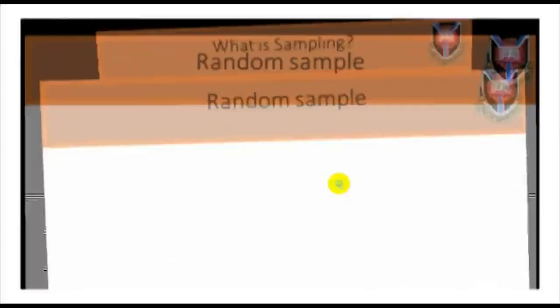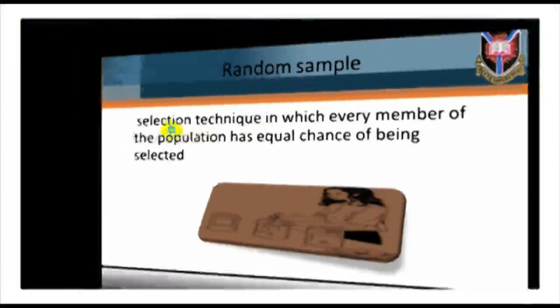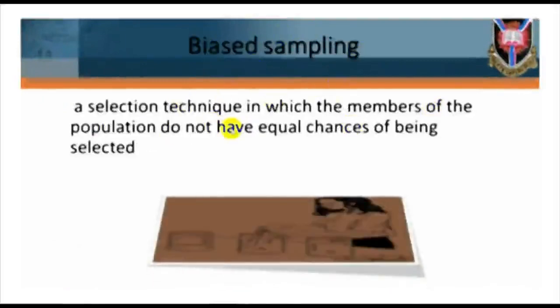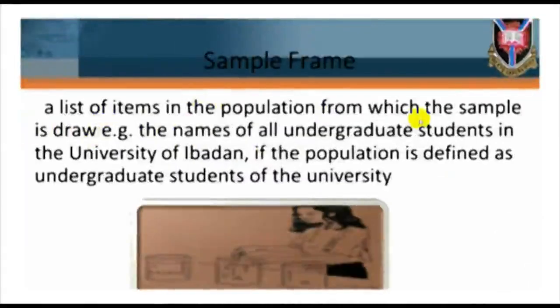A selection technique in which every member of the population has equal chance of being selected is called random sampling. On the other hand, a selection technique in which the members of the population do not have equal chances of being selected is called biased sampling. Each member has a higher or lower probability of being selected than others.